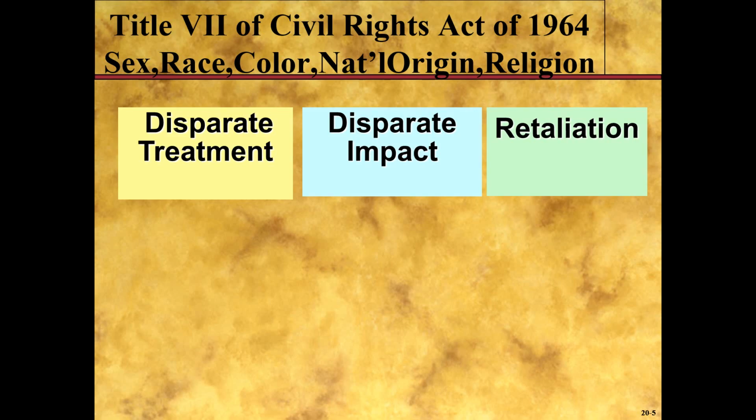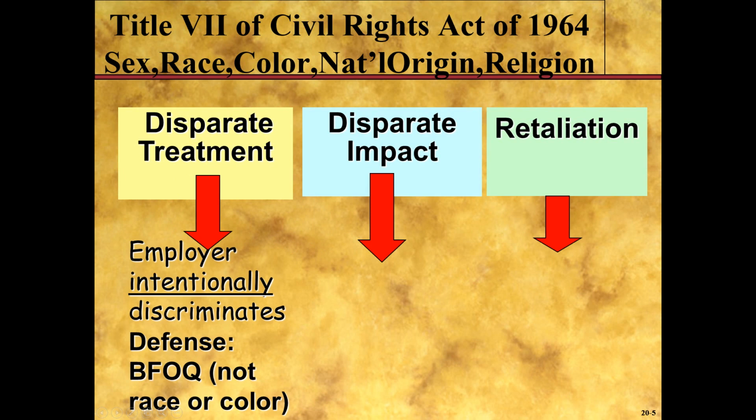So I do want to remind you there are basically 5 categories or 5 protected classes here under that law: sex, race, color, national origin, and religion. And there are 3 types of discrimination: disparate treatment, disparate impact, and retaliation.